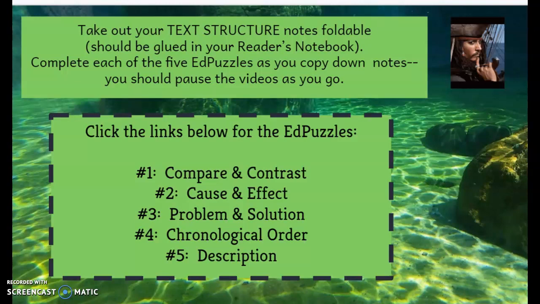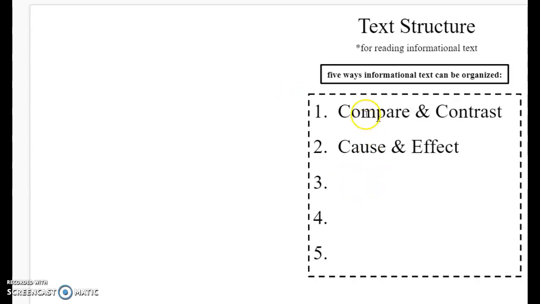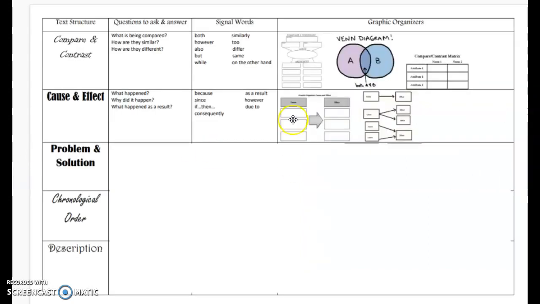You're going to continue taking notes on the next text structure for informational text, which is problem and solution. So your notes should look something like this. You've done 1 and 2. You're going to fill in here. The next type we're going to talk about today is problem and solution. And when you open your notes, they should look like this.